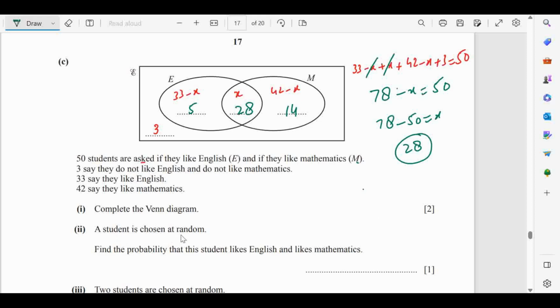This will be the final shape. A student is chosen at random. Find the probability that the student likes English and likes mathematics. So we need to solve this one. This will be equal to 28 divided by the total, that is 50.